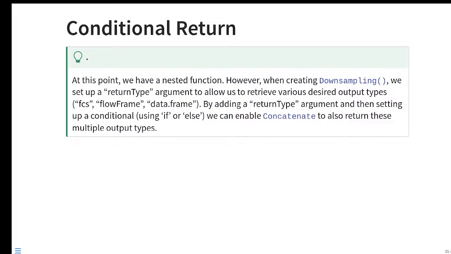At this point, if you remember, our downsampling function from week 10 was set so it could take return type arguments that would return various style outputs, namely FCS files, flow frames, which are the FCS file version within R, as well as data frames, which would just show us the underlying values within the expression matrix. So we could add an additional return type argument to the concatenate function, and set it up internally to do a conditional, i.e. one of those if or else statements, so that depending on what argument we provided to the main function, it would return either an FCS file, a flow frame, or a data frame.